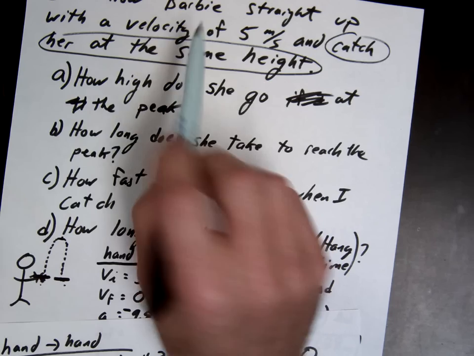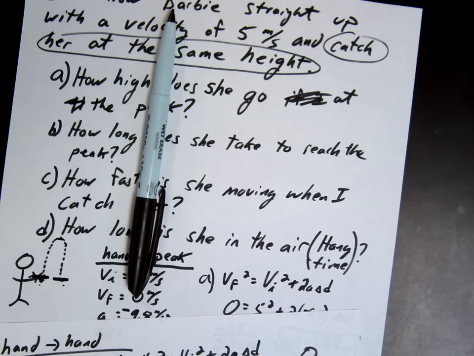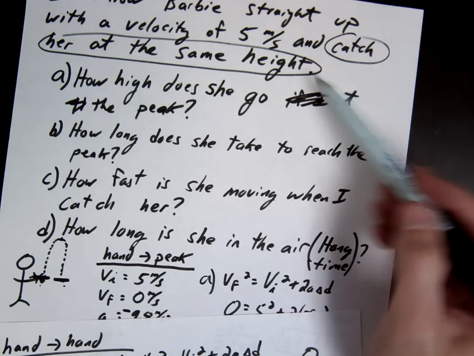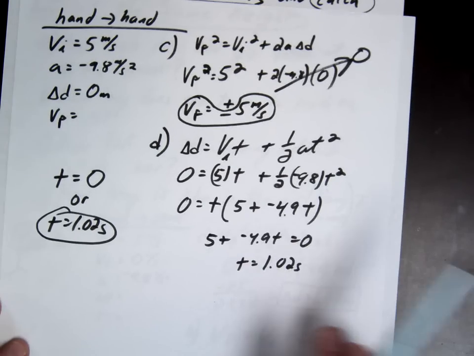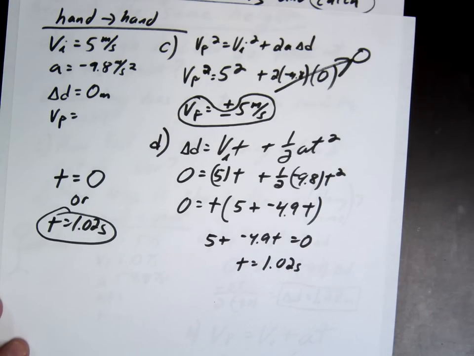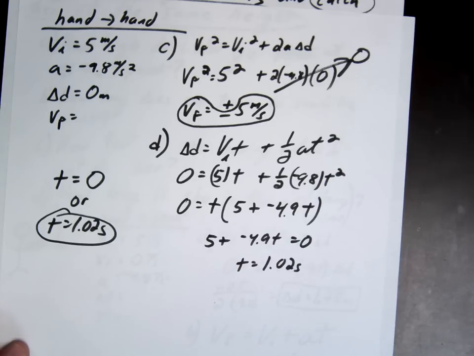Now this is only true under these conditions, if it's caught at the same height. So if you throw it and catch it higher, it doesn't apply. Or you catch it lower, it doesn't apply. Only if you catch it at the same exact height. All right? What about the time from the peak to the catch? Same as the time up, right? So the peak to the catch would be the same as the time up.